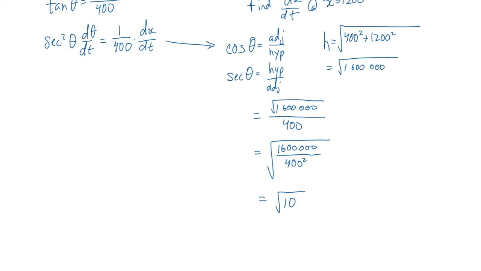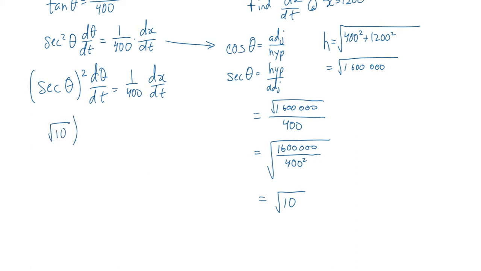Now I can go ahead and start subbing in all the things that I know. So secant squared, I'm going to give you a quick reminder that that means this. Secant theta is root 10, so this is root 10 squared. d theta by dt is 4 pi, equals 1 over 400 dx by dt. And we're looking for dx by dt.